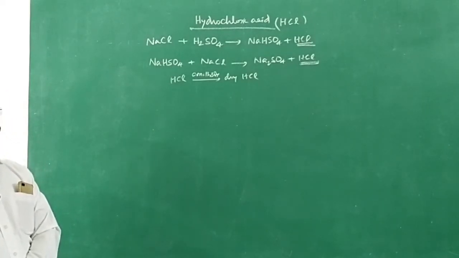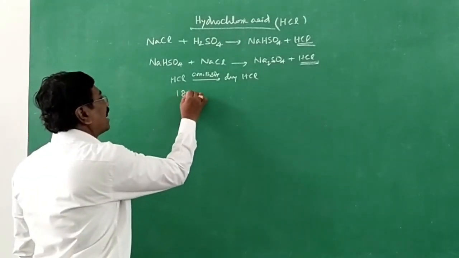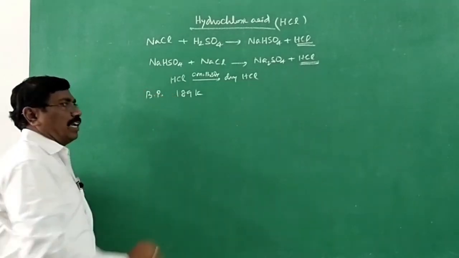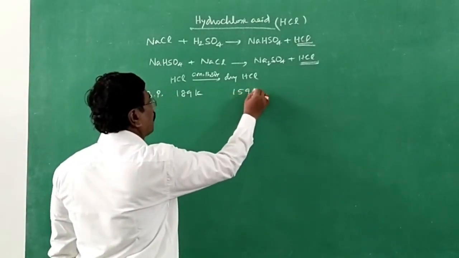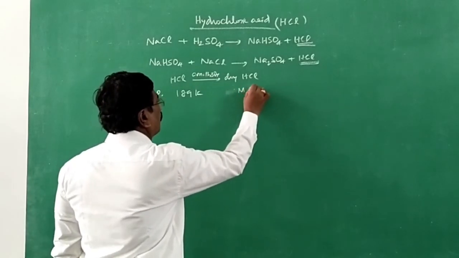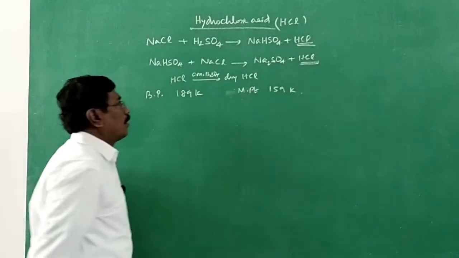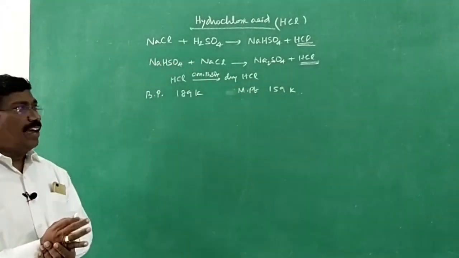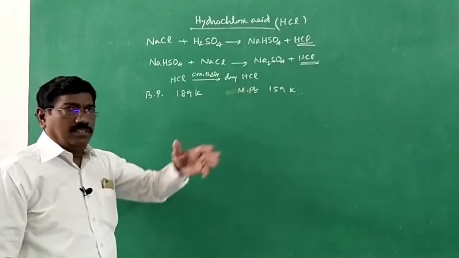Its boiling point and melting point are found to be 189 Kelvin, that is the boiling point, and the melting point happens to be 159 Kelvin. So it becomes solid at still lower temperature. Hydrogen chloride can be obtained in the frozen form at very low temperature.